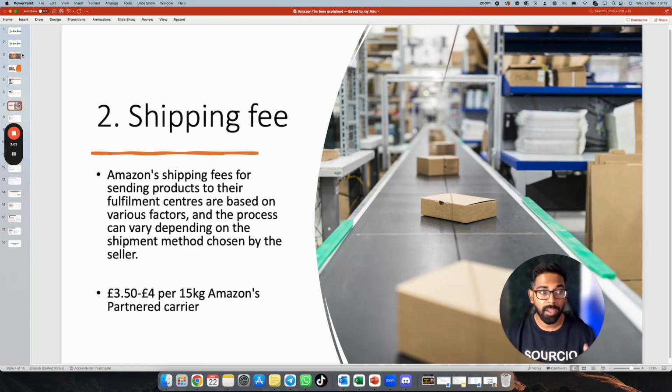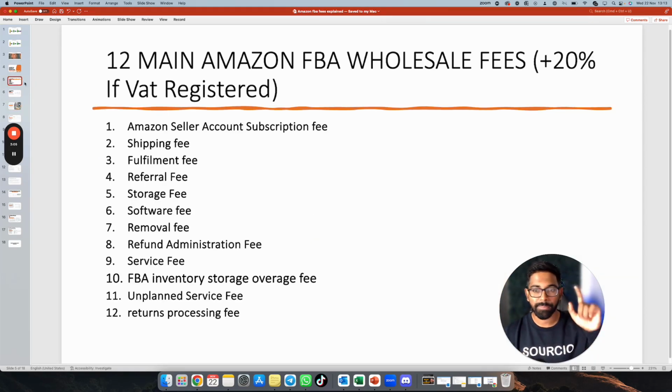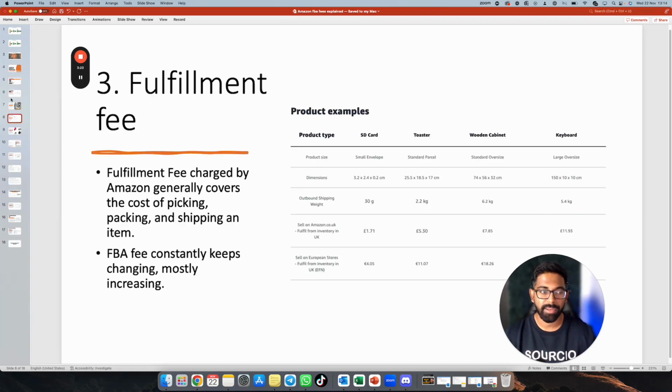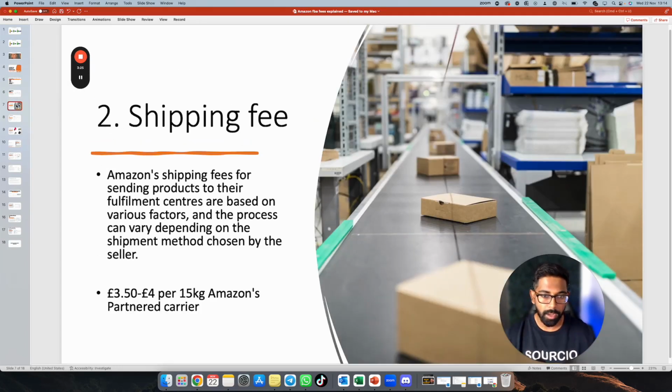And one more thing, I didn't mention it here, but for all these fees, if you are VAT registered in the UK, then you have to pay 20% on top of these fees as VAT, which again, you can claim back eventually when you do your VAT returns. But these are all the VAT fees you have to pay. But as a beginner, you don't have to worry about all of that. As a beginner, you can simply tell Amazon that you're not VAT registered and they won't charge you any VAT. So that was the second fee.